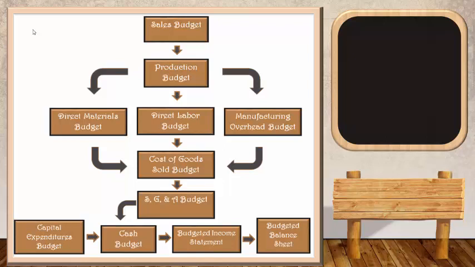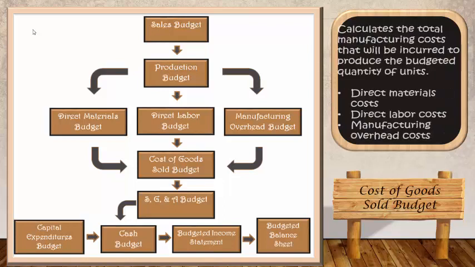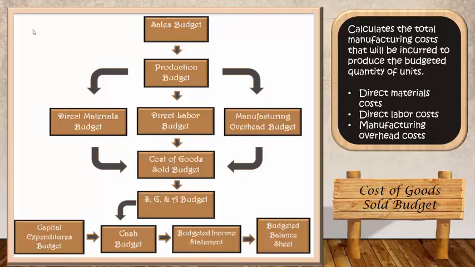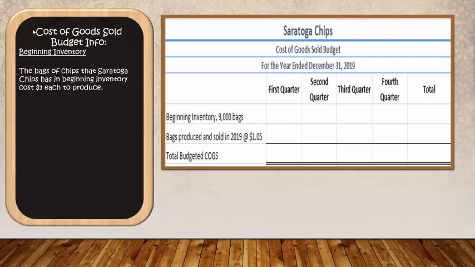Now that we've prepared our direct materials budget, our direct labor budget, and our manufacturing overhead budget, we can compile the information from those three lower level budgets and make our cost of goods sold budget. In the cost of goods sold budget, we are going to calculate the total manufacturing costs that will be incurred to produce the budgeted quantity of units, again by taking the cost of direct materials, direct labor, and manufacturing overhead.